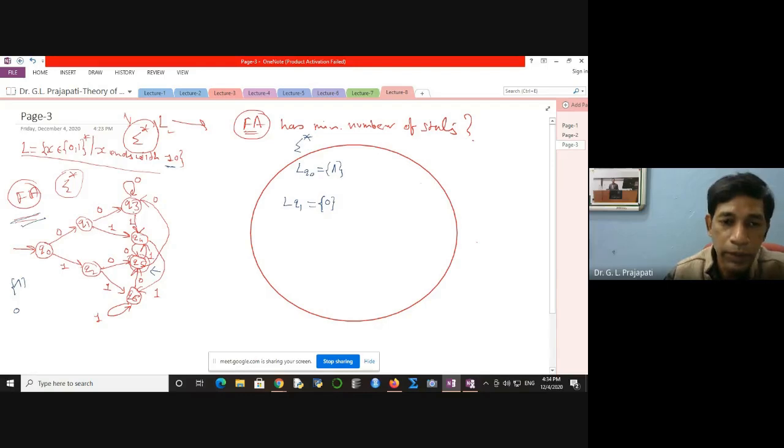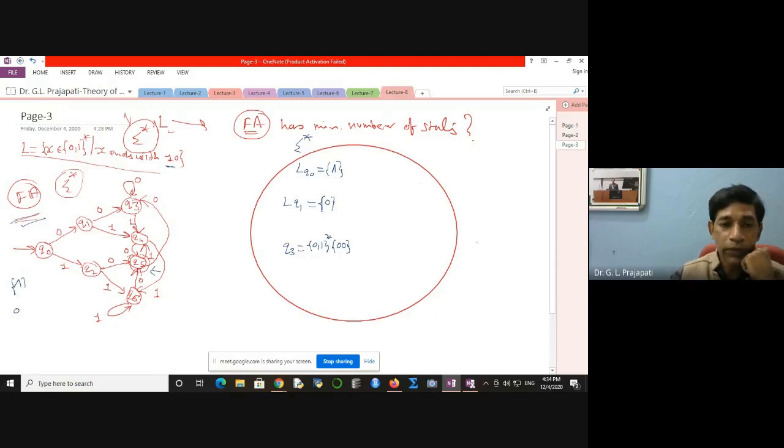And if you are ending at the Q3, the language you are accepting at the Q3 is what? All set of strings that ends in 00. So you have (0,1)* and 00. This is the language you are going to accept at the Q3.